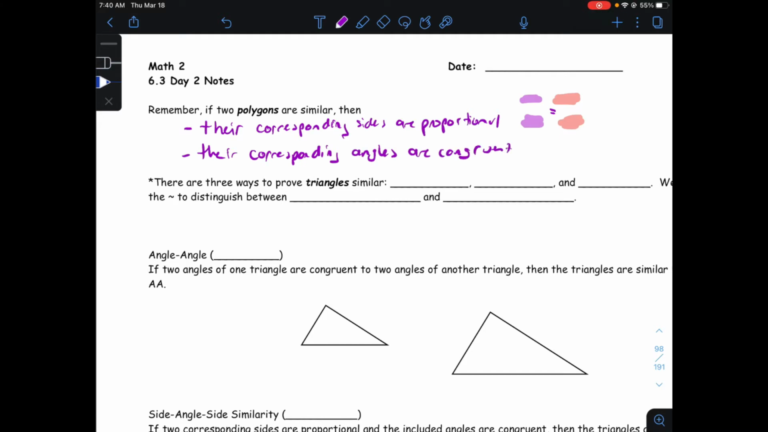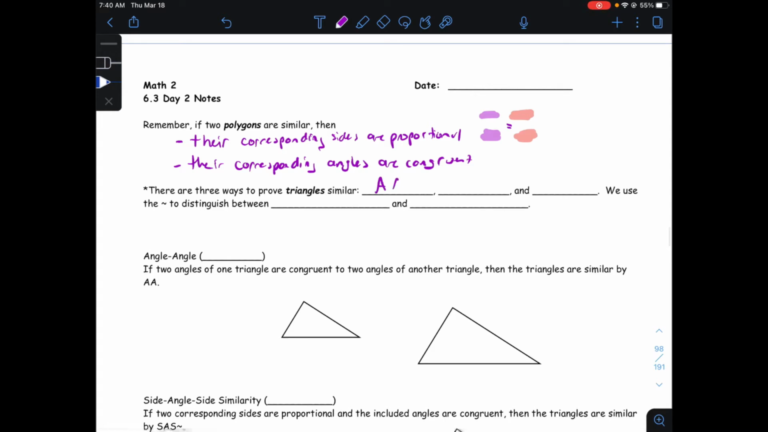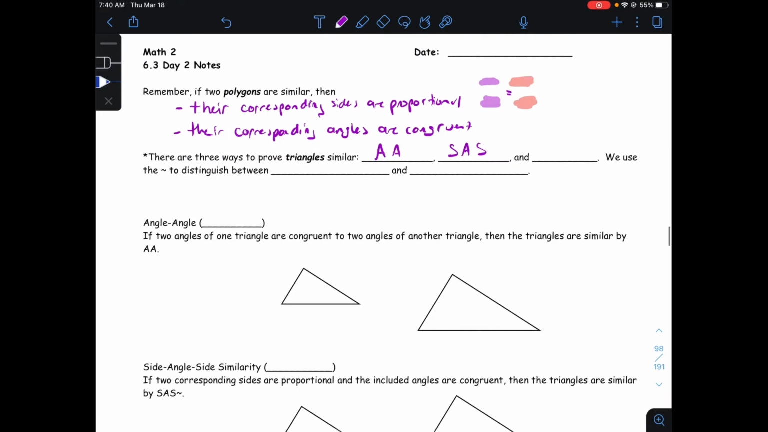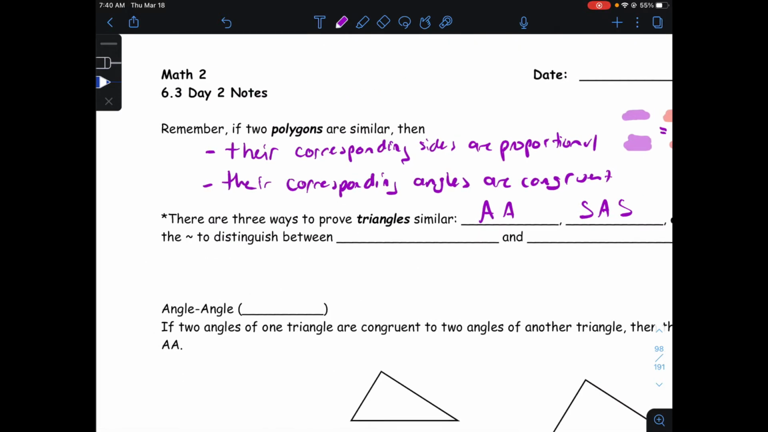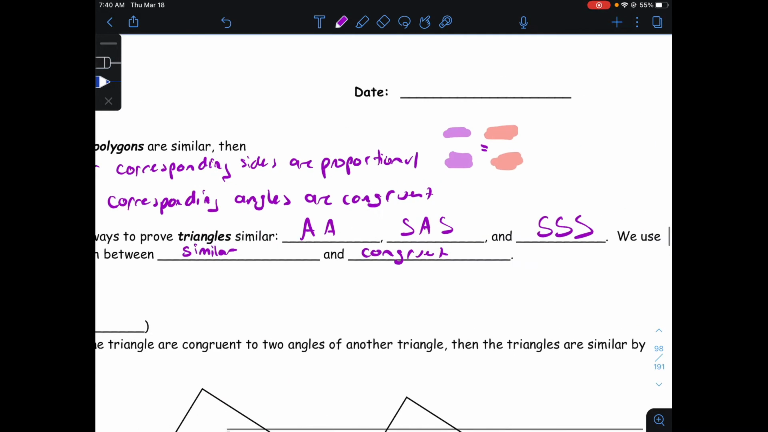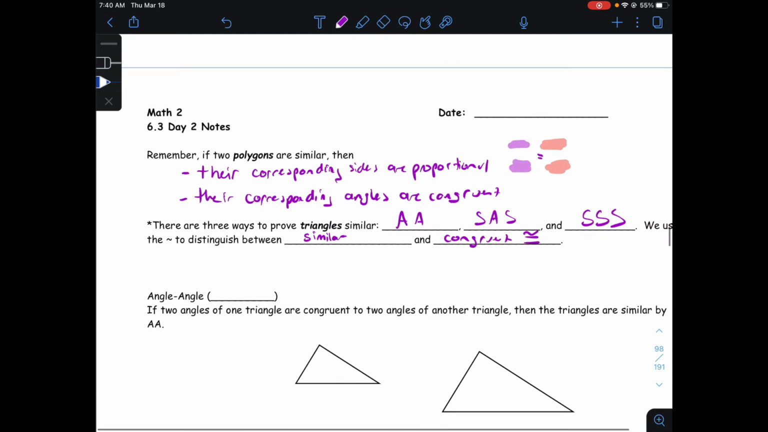So far, we've just been told that triangles are similar, but sometimes you have to prove, you have to show that these are similar. And there are three ways to prove that triangles are similar: angle, angle; side, angle, side; and side, side, side. We use this little squiggly symbol to distinguish between similar and congruent. Congruent uses a squiggly line with an equal sign, which means they're the exact same size and shape. Similar means they are the same type of shape but a different size.